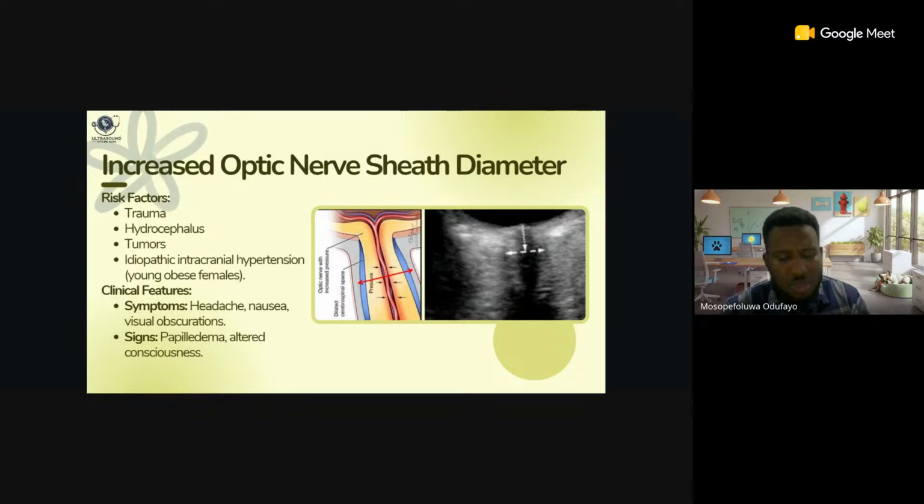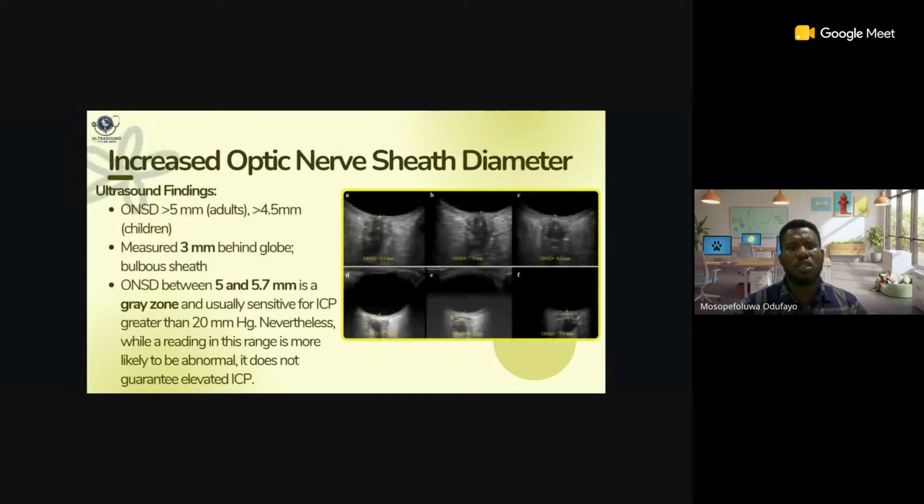Symptoms, especially if there's increased intracranial pressure, there could be headache, nausea, and because of the increase of nerve sheath diameter, if it's as a result of a disease which causes inflammatory changes, there could be visual obscurations, signs, papilledema, and altered consciousness.